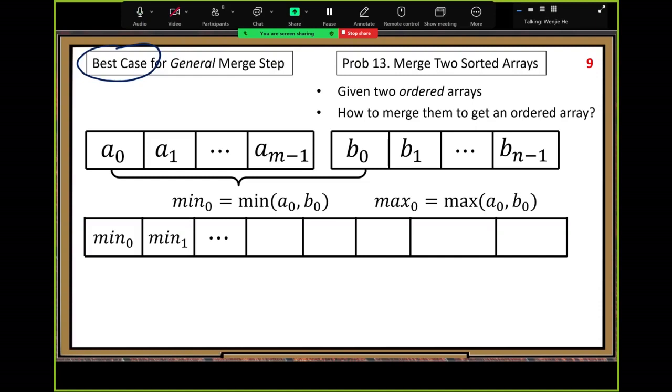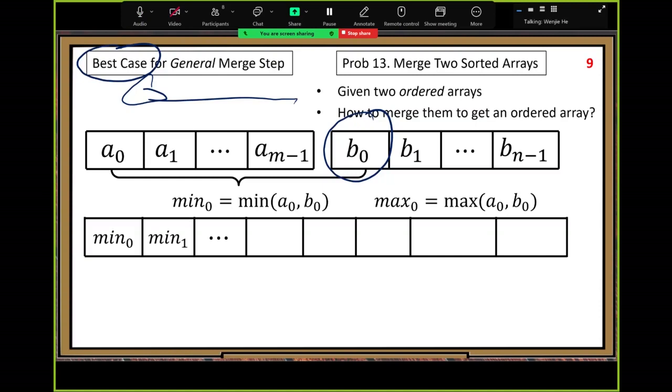But now, let's imagine this situation. Think about if B0 has a value greater than all the elements in the A subarray. So B0 can beat all elements in the A subarray. What would happen?